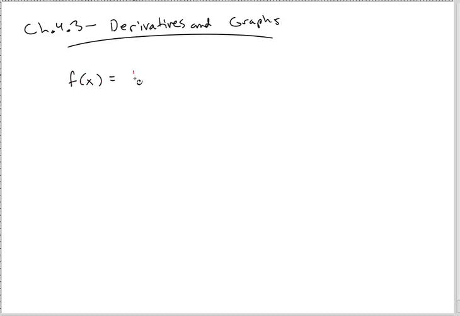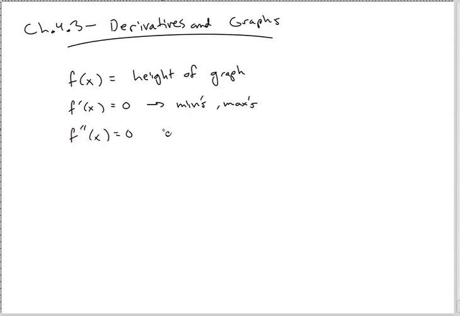F of x is the height of the graph. It's the y value. It's how high. F prime of x, when it's equal to 0, tells me the mins and the maxes. We've been learning that already. F double prime equal to 0 tells me inflection points. Now, we have not talked about inflection points.